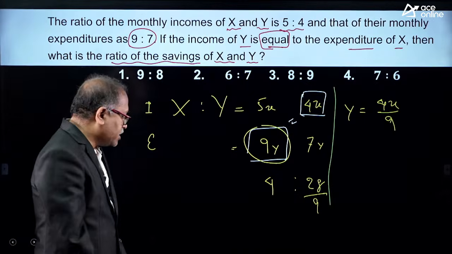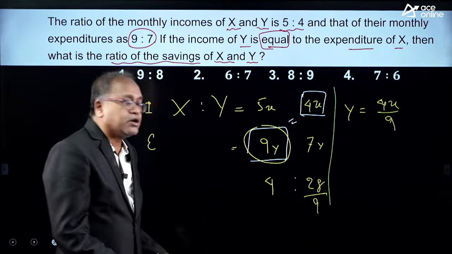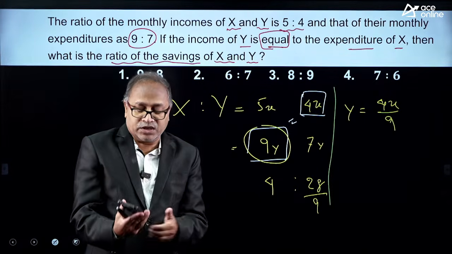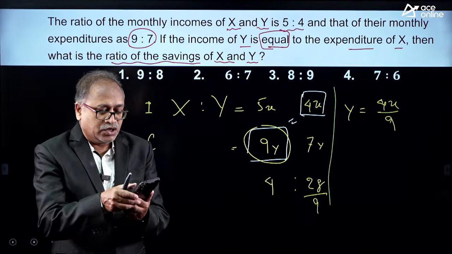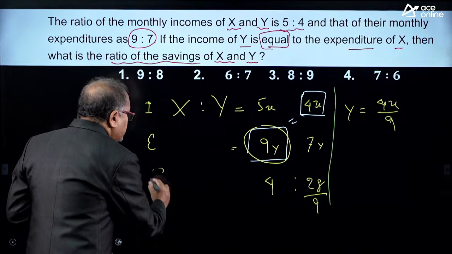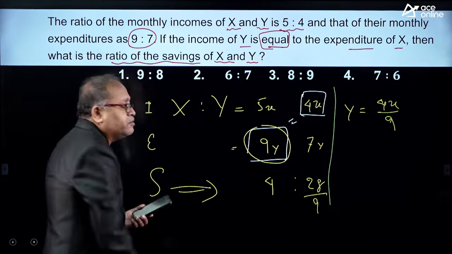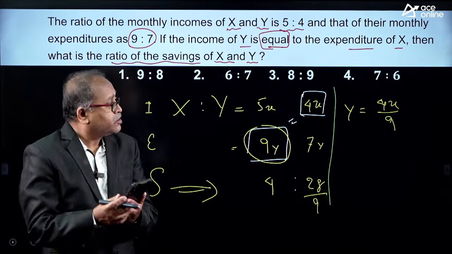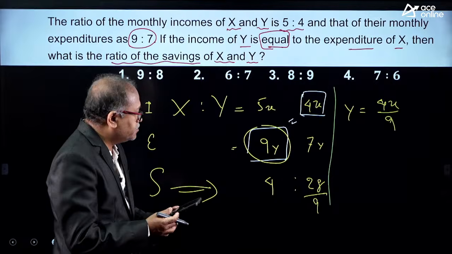My all young brigadiers, come on, this time all the vacancies are going to come. We will get clear in one or the other exams. Now, come on, tell me what is their saving ratio. What is their saving ratio? You are at the finishing end.